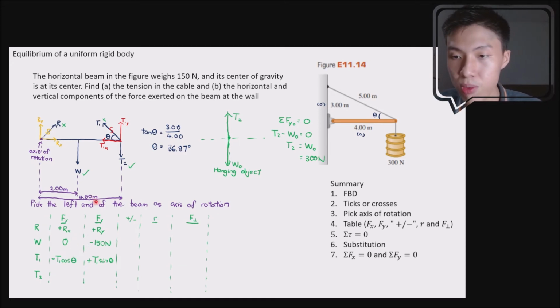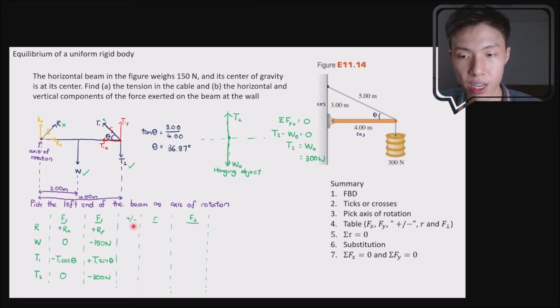Okay, so let's move on to T2. T2 has no x component, so it's 0 over here. Whereas for Fy it's everything. The whole thing is in the y component, but it's pointing downwards, so you should lead with a negative. Then you know that the value for T2 is 300 Newton, so it's negative 300 Newton. So that's how we determine the Fx and Fy.